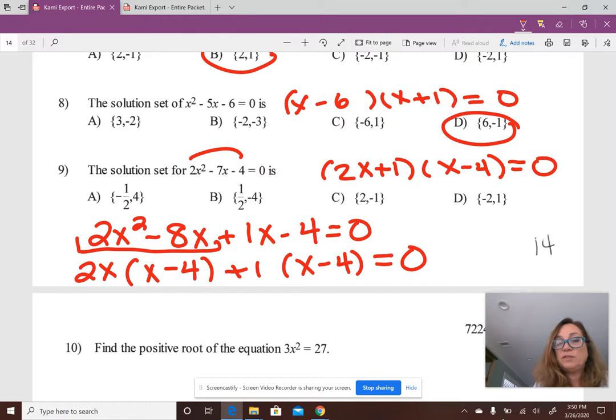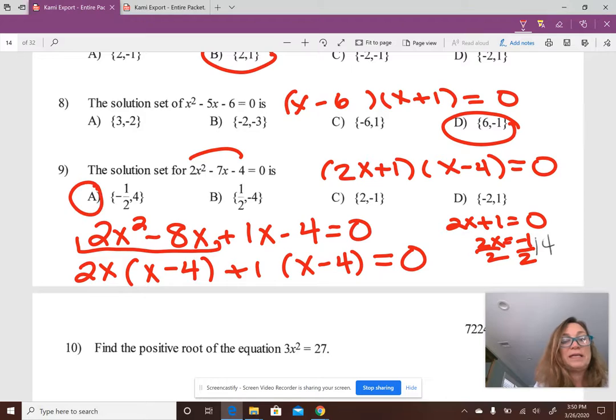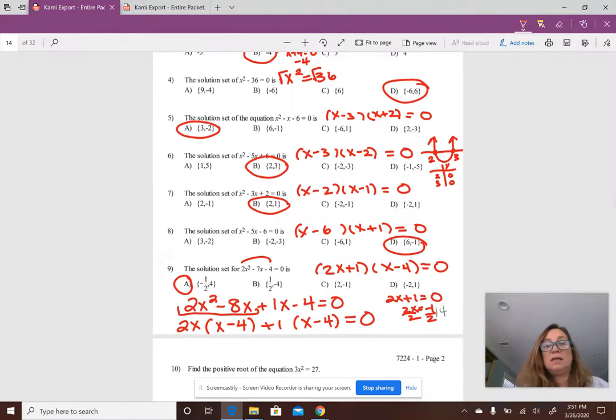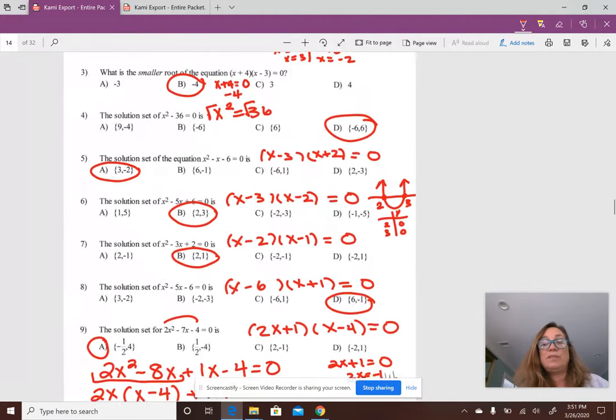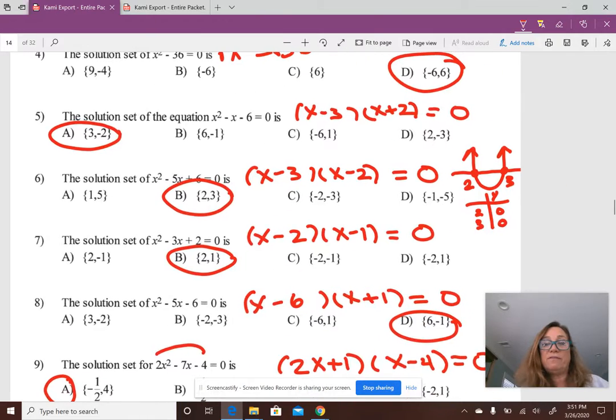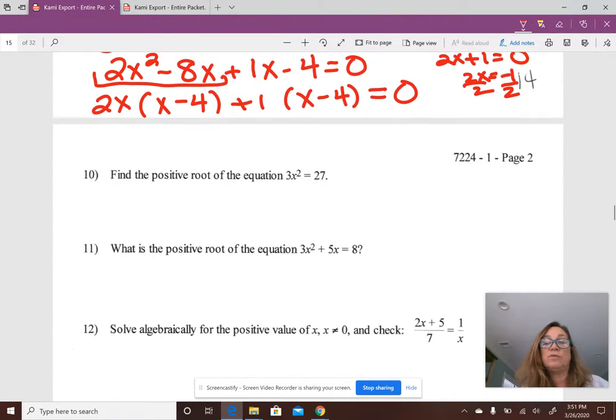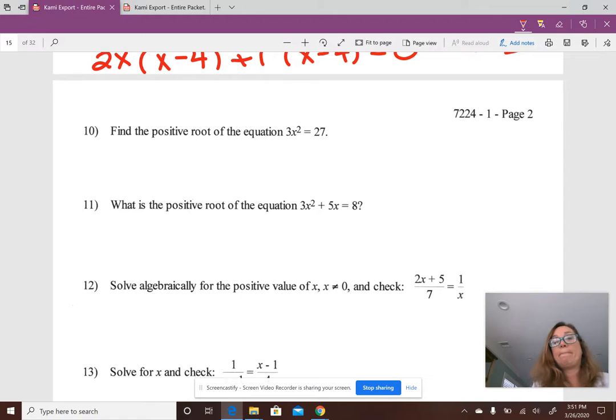So when I set this one equal to 0, 2x plus 1 equals 0, I get 2x equals negative 1, divide by 2, I get negative 1/2, which is choice A. Okay, so for page 14, I have C, D, B, D, A, B, B, D, A. By this point, you should be able to do this by yourself. If you are struggling, you need to reach out, okay?